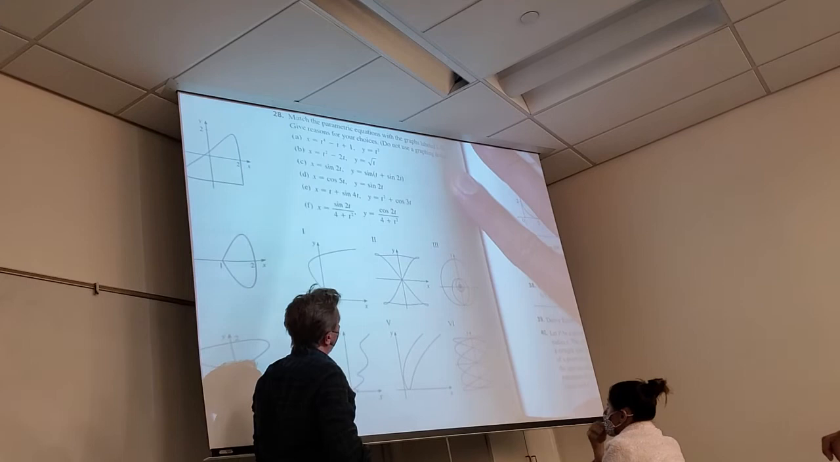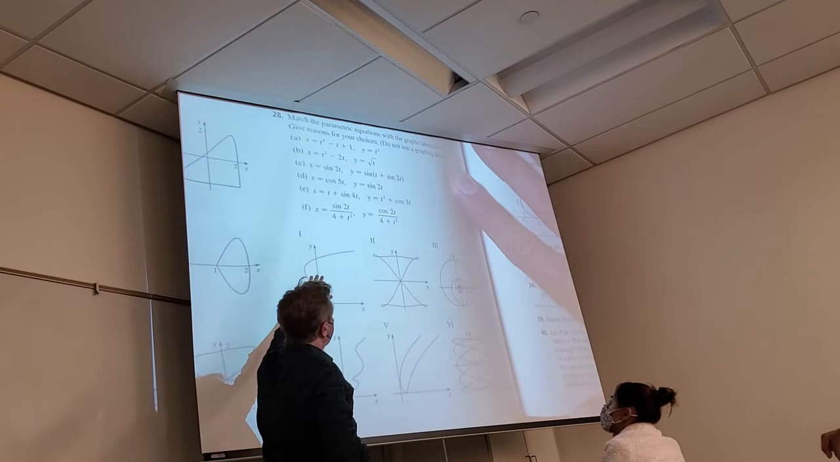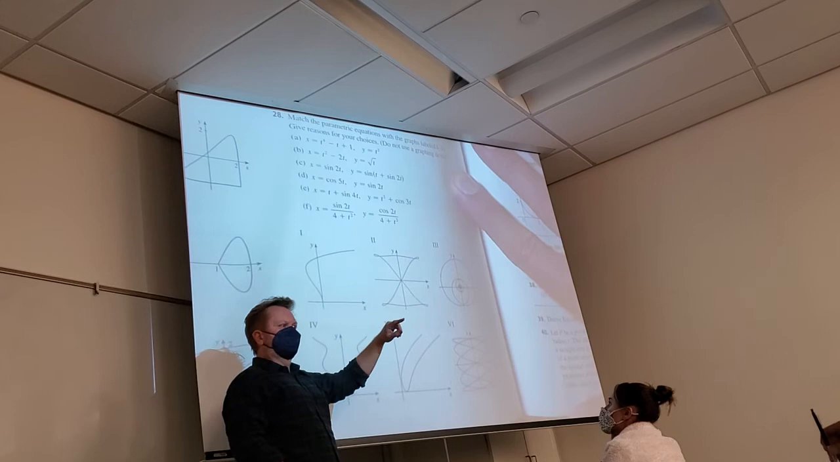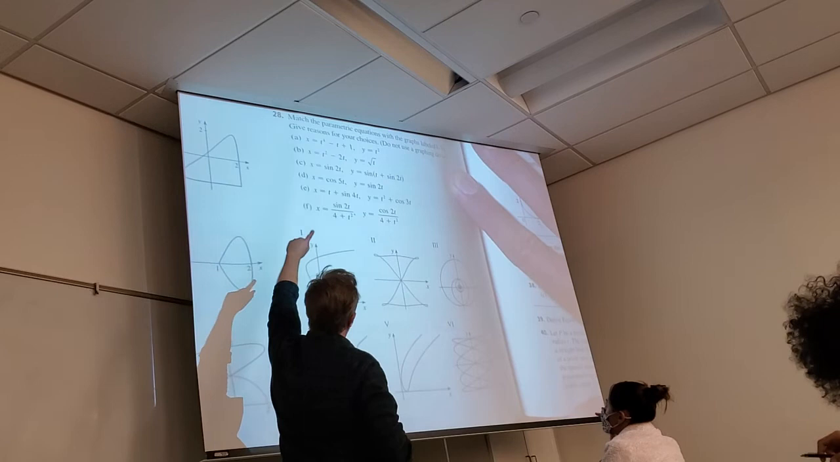So x is sine of 2t. My x component should be going between negative 1 and 1, kind of like in a sine wave. Did you have any trouble with a specific part of this, or just the whole thing? A and F were the hard ones for me.